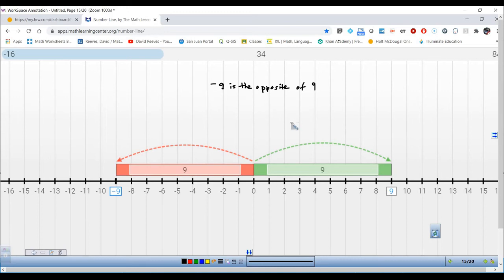So again, one more time. Opposites go the opposite direction of 0. One to the right, one to the left, and they are the same distance away.